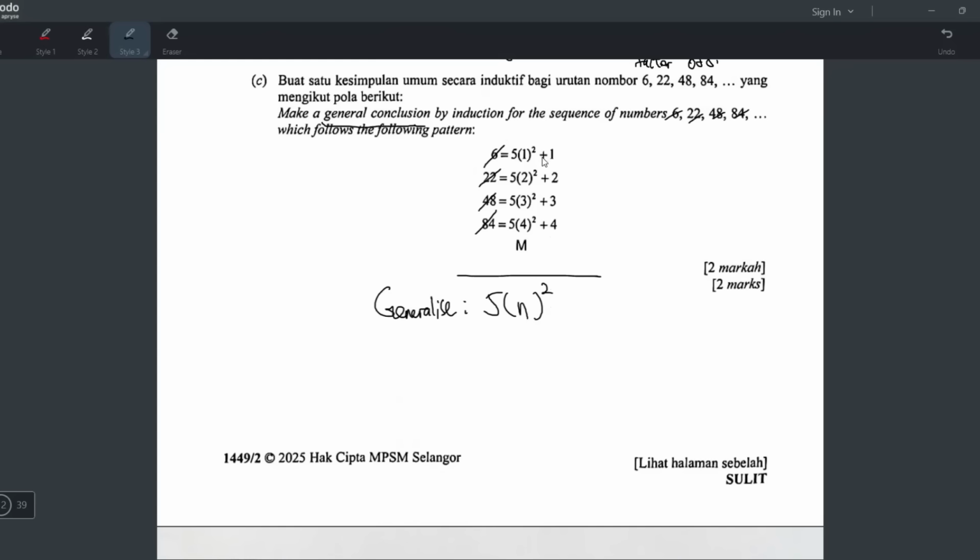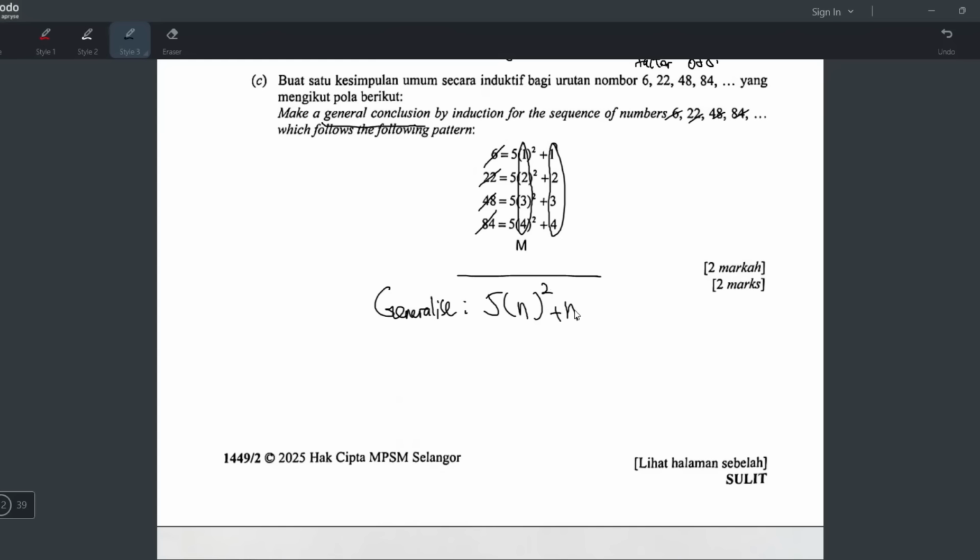And if you can see this one, plus 1, plus 2, plus 3, plus 4 here also, the number here is the same as the number here. So it means if this is n, then this should be plus n also. So that's your answer: 5n square plus n. Okay, one more thing I want to mention.